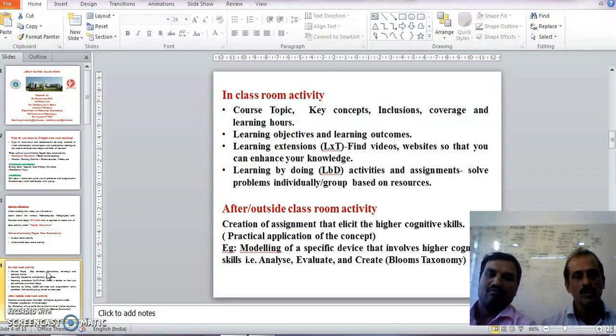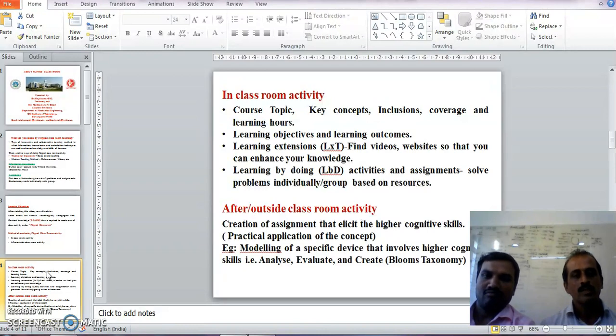Then it also involves learning objectives and learning outcomes: the objectives before the session and the outcome after the session. It also uses ICT based learning methodology like learning extension using LXT methods, which provide videos and website links to enhance the knowledge of the students as well as the faculty. It can also be done by learning by doing activities, for example, giving assignments and solving numericals. It may be individual or group in-classroom activities conducted in a stipulated time.